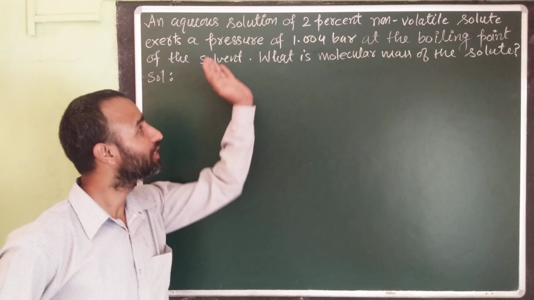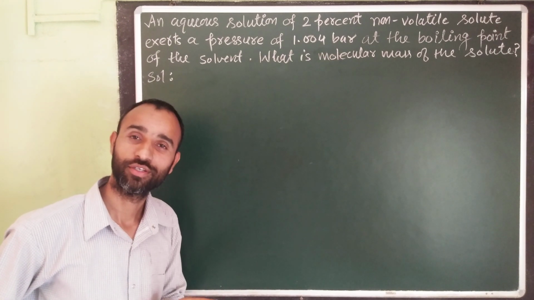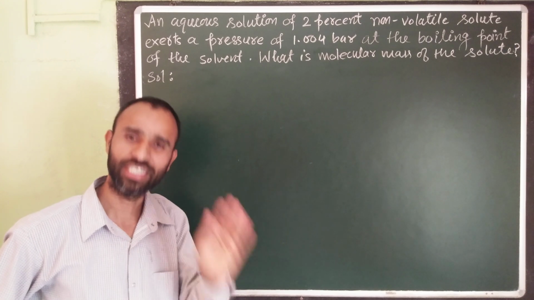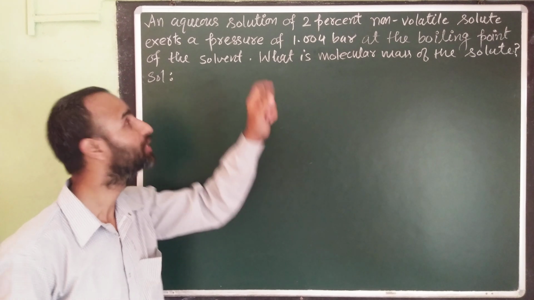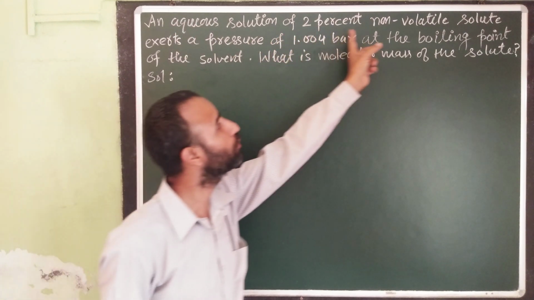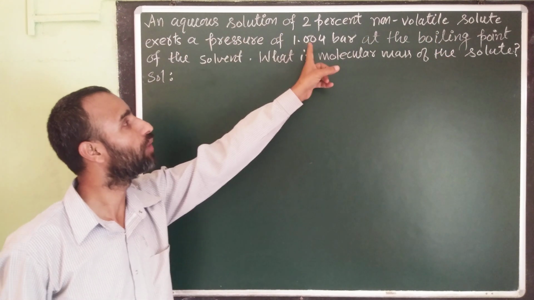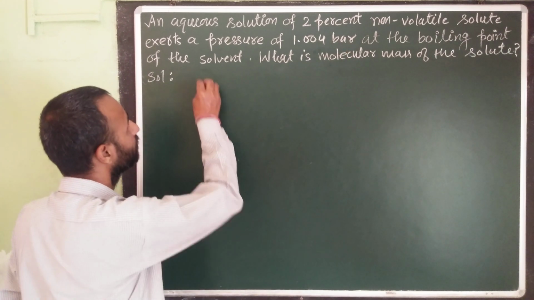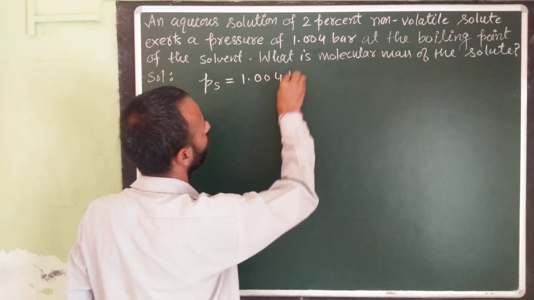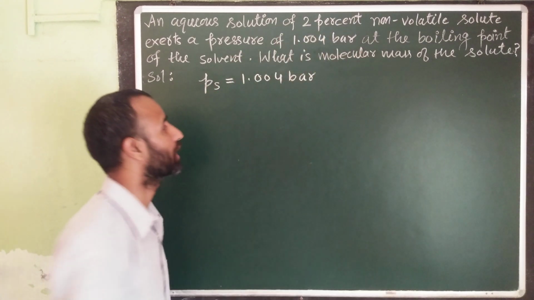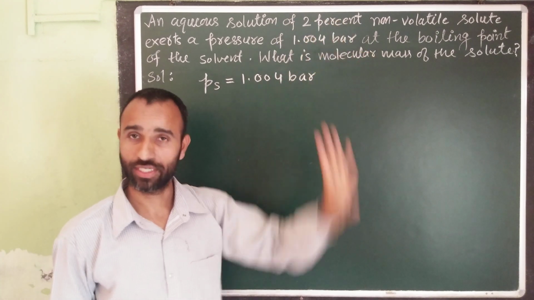So today we will try to solve this question by using log table because calculations are tedious, right? So just see how to do it. An aqueous solution of 2% non-volatile solute exerts a pressure of 1.004 bar. Means we have this pressure of the solution, okay, and solution is 2%.